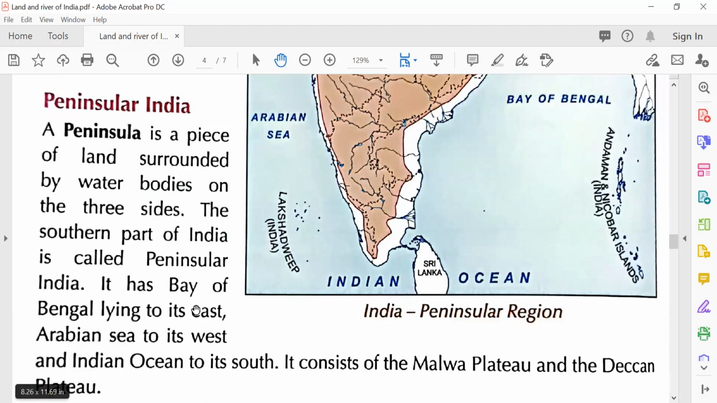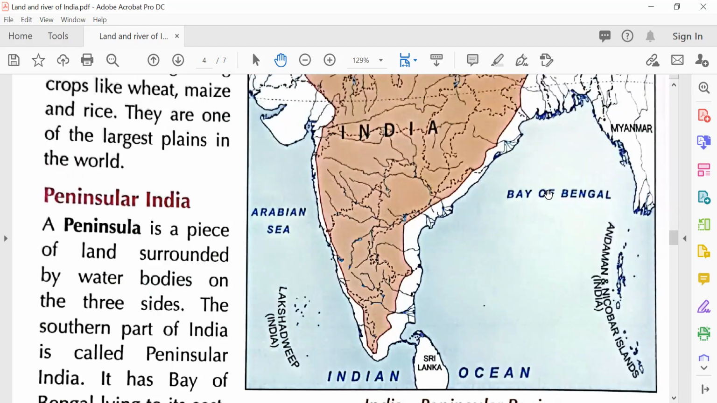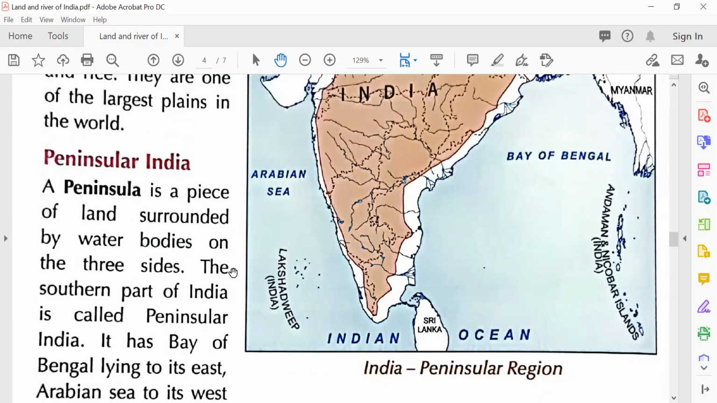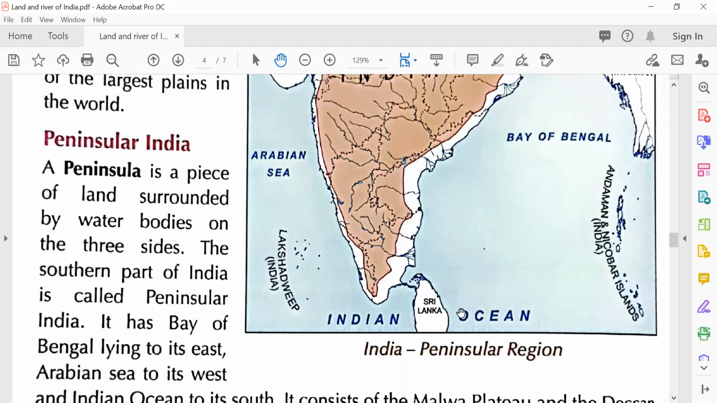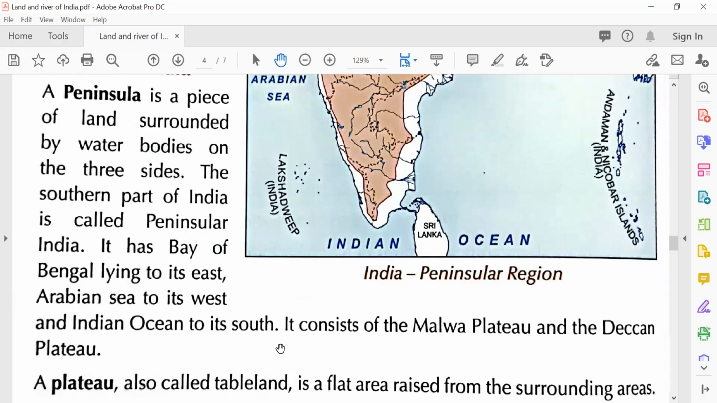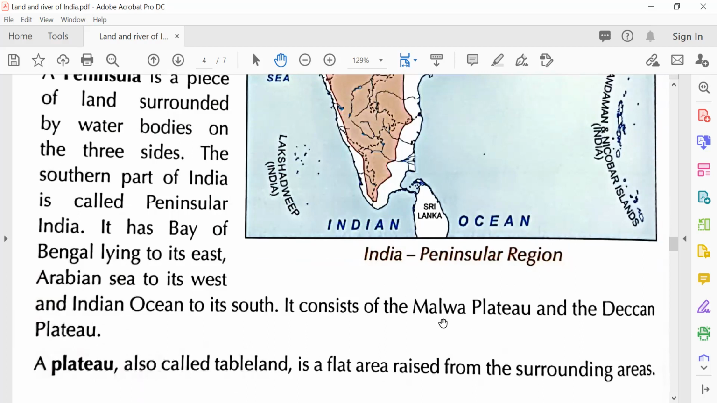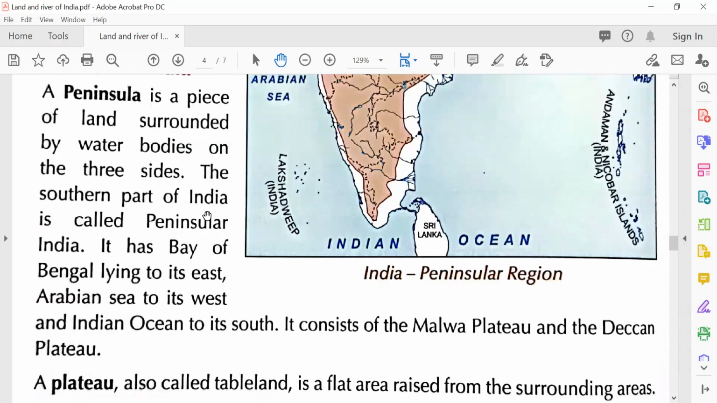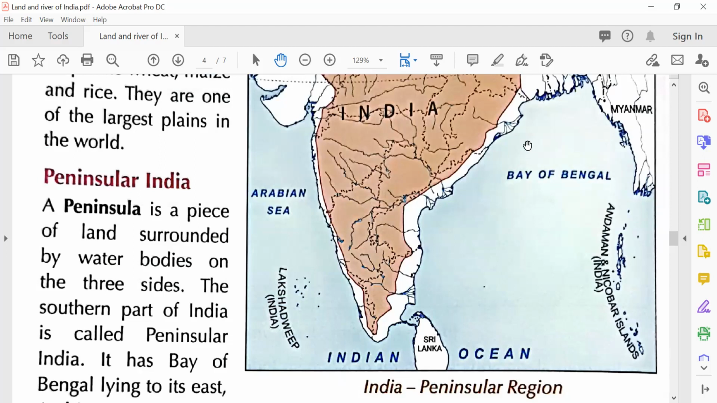It has the Bay of Bengal lying to its east. So in the east, what water body is there? Bay of Bengal. And it has the Arabian Sea to its west. And here what do you have? Arabian Sea. And you have a third water body, the Indian Ocean to the south. It consists of the Malwa Plateau and the Deccan Plateau. There are 2 plateaus also, Malwa Plateau and Deccan Plateau. So what are the 3 water bodies surrounding India? What answer will you give? Arabian Sea, Bay of Bengal, Indian Ocean.